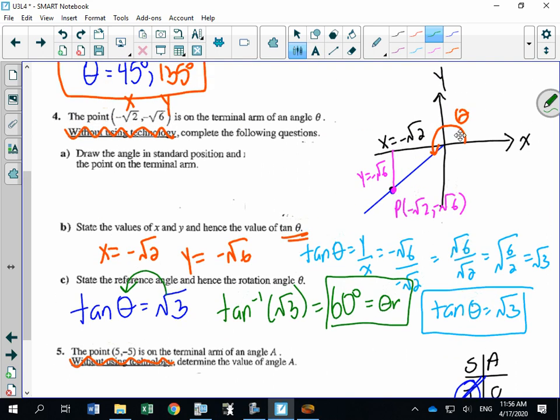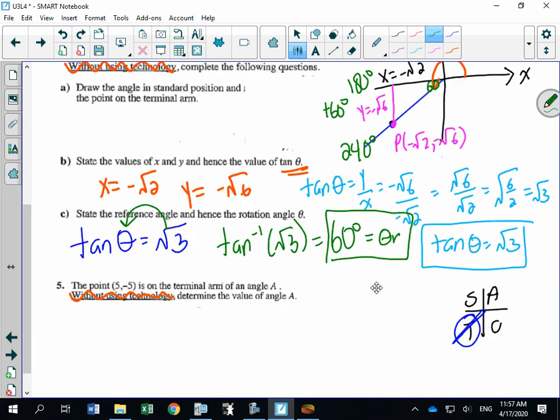Now they want the rotational angle. So this reference angle was 60. What was this red angle? From 0 to 180 plus 60, right? So our rotational angle is 180 degrees plus 60 degrees. And if you add 180 plus 60 degrees, you will get a rotational angle of 240 degrees. So for C, theta is equal to 240 degrees.